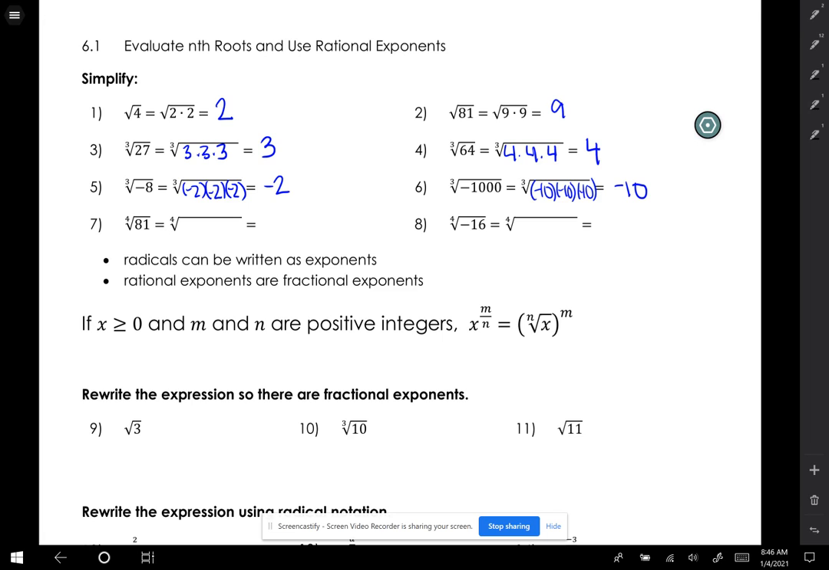For 7 and 8, we're looking at fourth roots. So now for the fourth root, it's what number times itself 4 times. So for the fourth root of 81, if you're not knowing this offhand, you can create a factor tree. 81 is 9 times 9. Well, and the 9s are 3 times 3, right? So if we do 3 times 3 times 3 times 3, that would equal 81, which means the fourth root of 81 is 3.